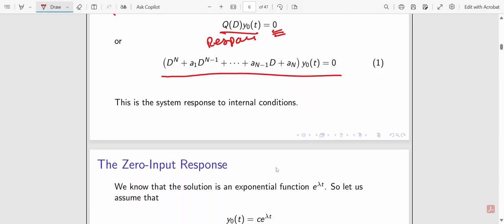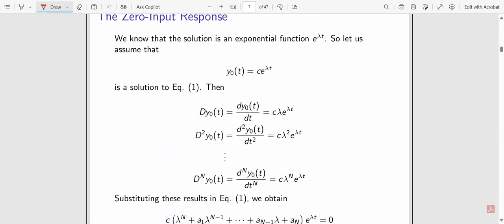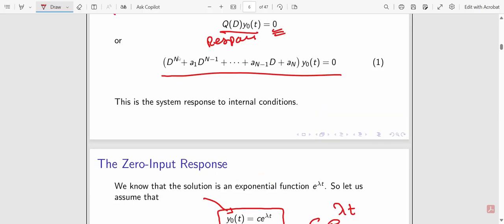Now, this system response is due to internal conditions, and we know that the solution is an exponential function, so we can write it as e raised to lambda t. So the output, which is the response of the system, can be expressed as some constant times e raised to lambda t. So from the first equation, if you see here, these are the derivatives, basically till here.